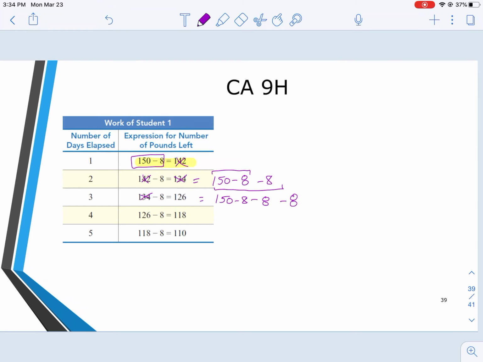And hopefully after they write this out a few times, they can start to see, hey, there's a shortcut here. And that shortcut is I could take 150, instead of subtracting 8 5 times, I could just take 5 times 8 and see, okay, in 5 days they're going to use 40 beads and then subtract once. And that will help them to see the structure of the problem instead of just focusing on subtract 8, subtract 8, subtract 8.